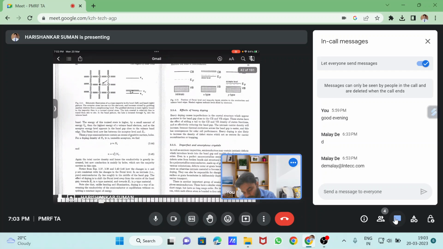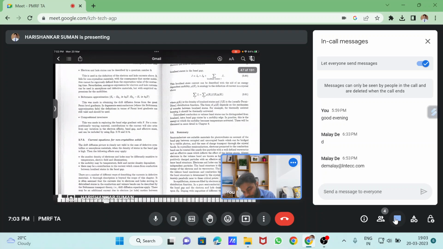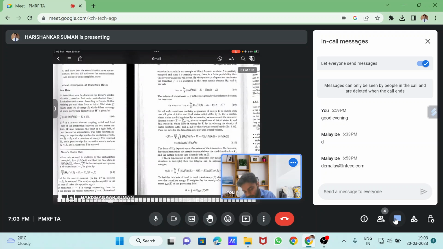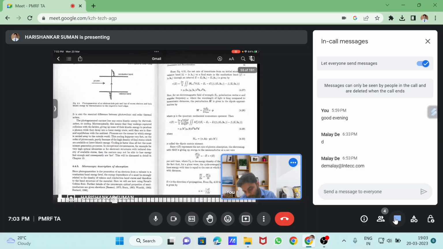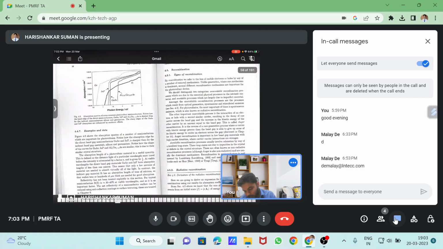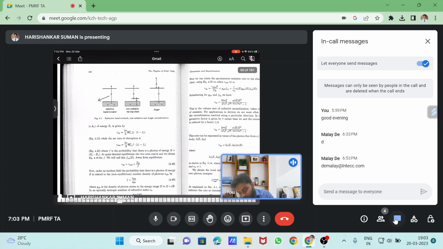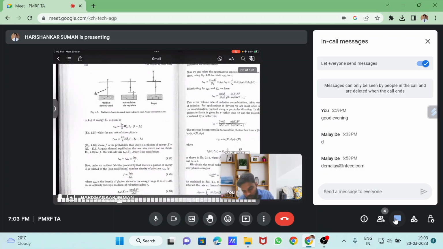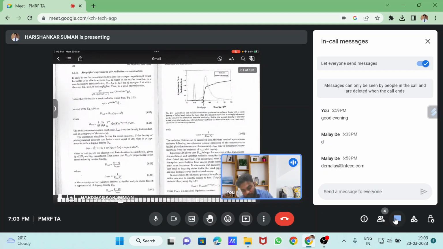This is the electric field. Okay, carrier generation. Radiative, non-radiative, Auger. Shall we discuss these things? Radiative, non-radiative, Auger recombination. Yes, you can follow this book. Whole things are there.